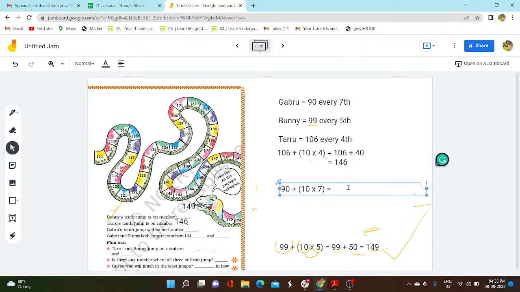this is equal to 90, add 10 times 7, that is 70, which is equal to 160. So 160 would be the answer for this third question of the 10th jumps. Okay, so these were all about the various jumps and the number at which they will reach. I would write 160 over here as well.